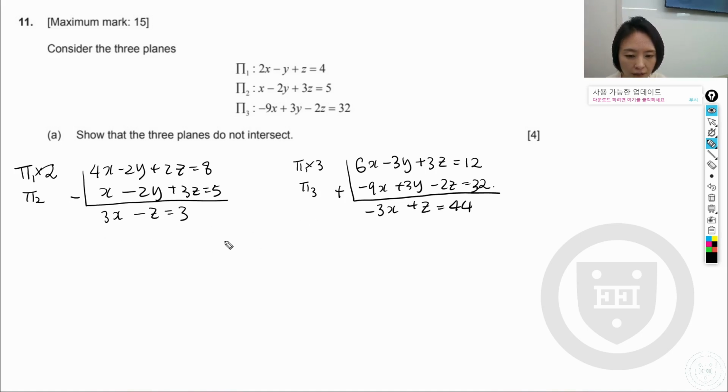If you look at it, one is 3x minus z equal to 3, and the other is 3x minus z equal to negative 44. These can't both be true, so the system is inconsistent. That means that the three planes do not meet at one point.